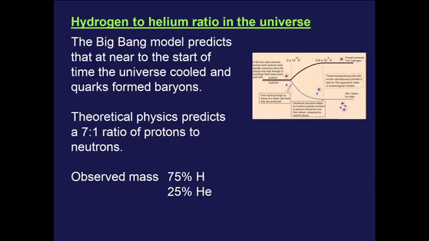The mass we see of the universe is, I mean, everything else apart from hydrogen and helium is negligible in the universe as it stands, and it's 75% hydrogen and 25% helium. So obviously, if we think of it in terms of a 12-to-1 ratio of hydrogen atoms to helium atoms, that gives us an observed mass of 75 to 25%.